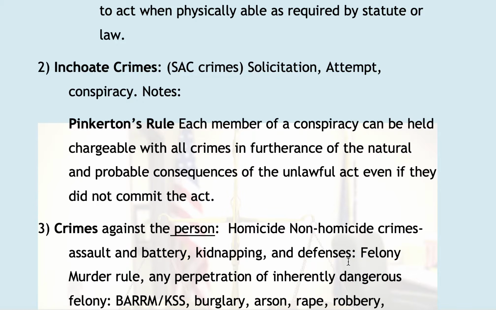Now, for 2, inchoate crimes. These are the SAC crimes: solicitation, attempt, and conspiracy. Note, Pinkerton's rule: each member of the conspiracy can be held chargeable with all the crimes in furtherance of the natural and probable consequences of the unlawful act even if they didn't commit the act. I'm going to detail this a little bit further and add some more in after I get through the main outer checklist here. Okay, so crimes against the person.